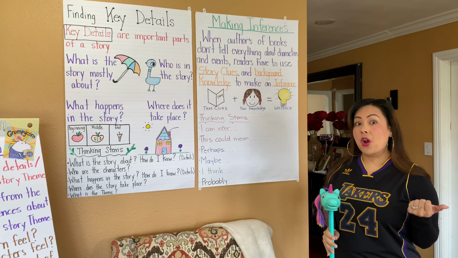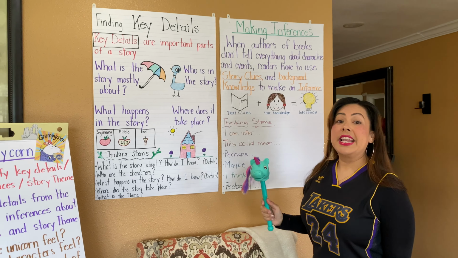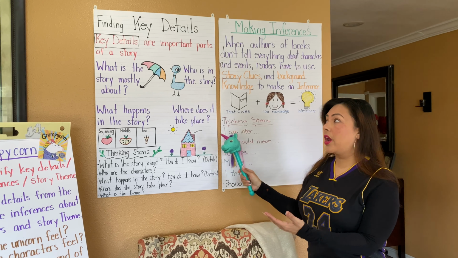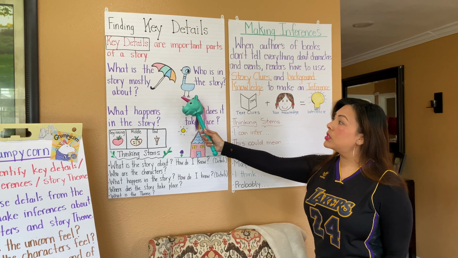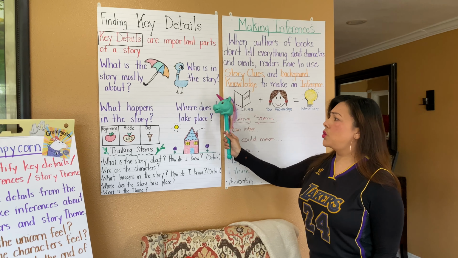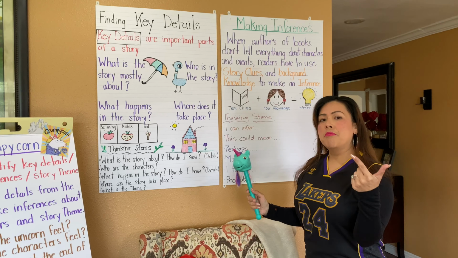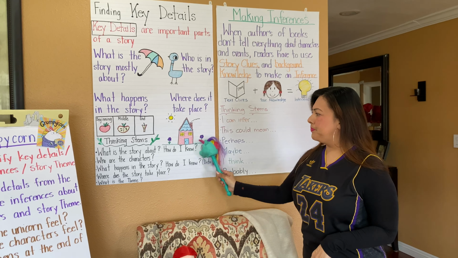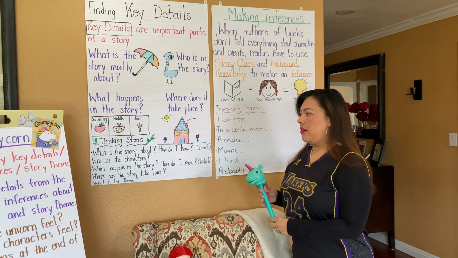And then today we're also going to be finding key details. Now, when we make inferences, we have to look at the details in the story. And these are important parts of the story. What is it mostly about? Who is in the story? What happens in the story? Beginning, middle, end? Where does it take place? And these are our thinking stems for key details.